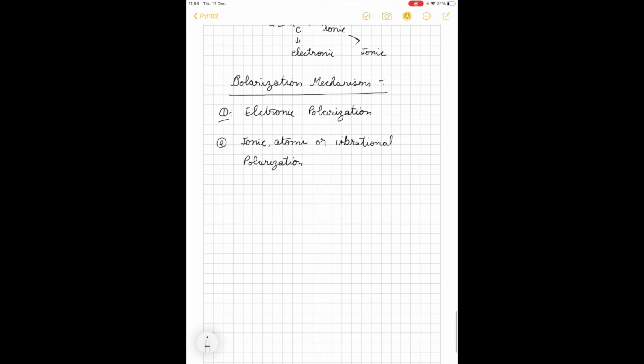So actually there are 5 types in total. The third one is called dipolar or orientational. The fourth one is called interfacial polarization. And the last one is spontaneous ferroelectric polarization.